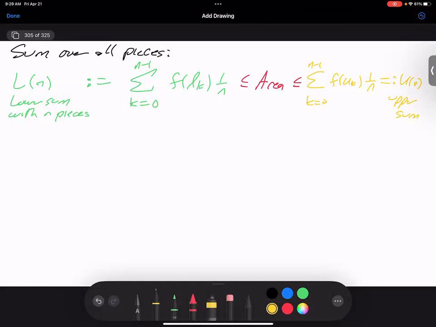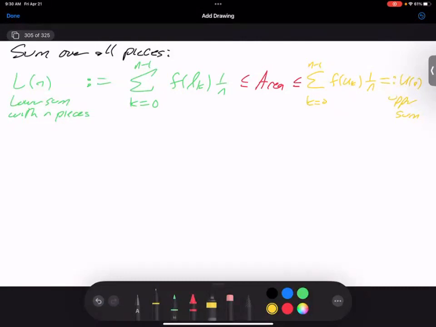Want to try? What do you think? What do you hope would happen as n gets larger and larger? Okay, and what would you want them to converge to? Hopefully the area. Do you think the lower sums are always going to be strictly increasing to the area and the upper sums always strictly decreasing?